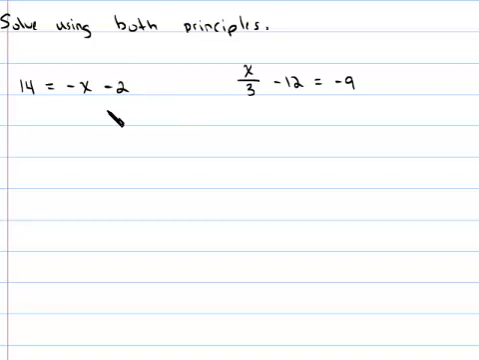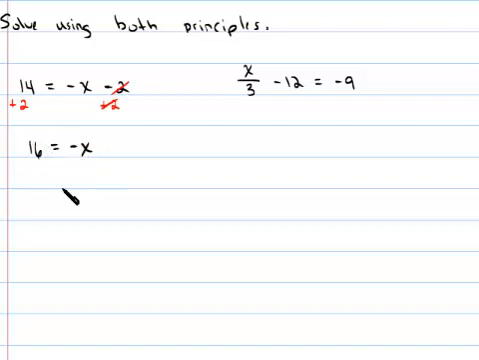I could write it here at the end or just underneath. If I do it on one side, I got to do it to the other side. Negative x minus 2 plus 2 is just going to be negative x plus 0. So in other words, just negative x. 14 plus 2 is 16. Make sure you understand that we're not finished because x isn't by itself. It's got that negative in front.